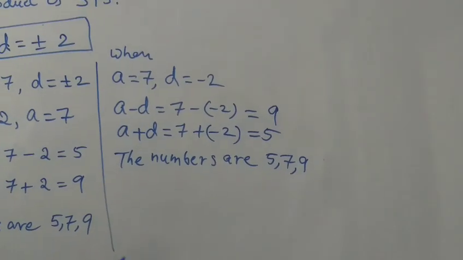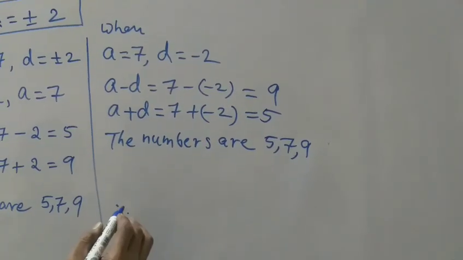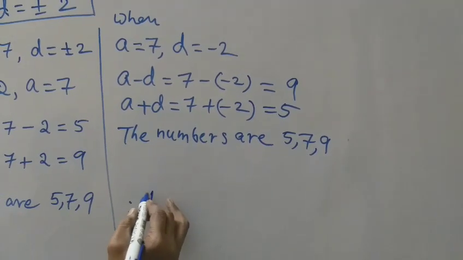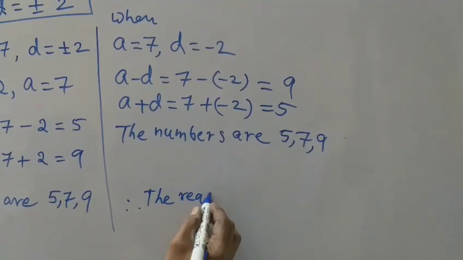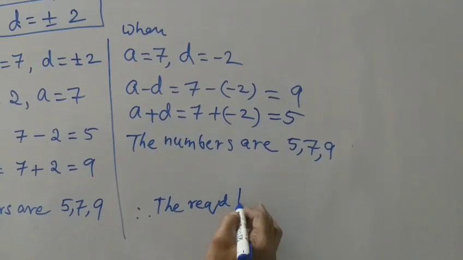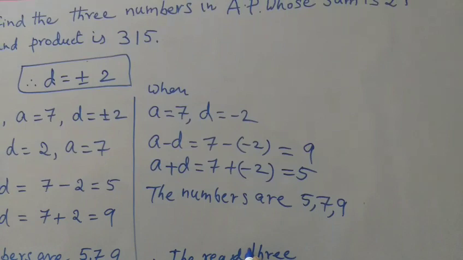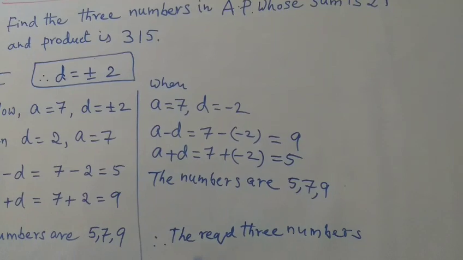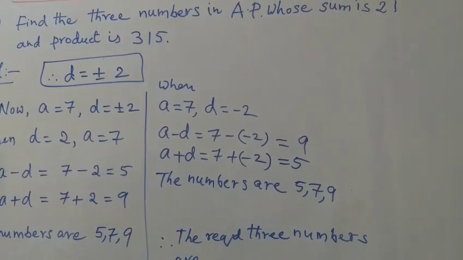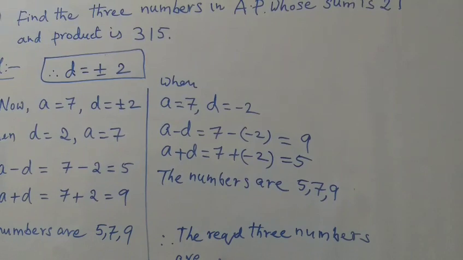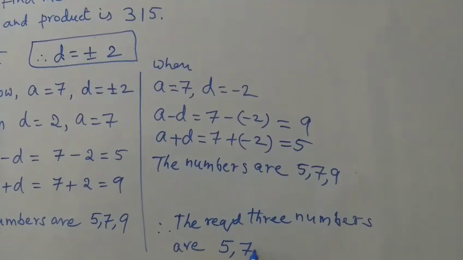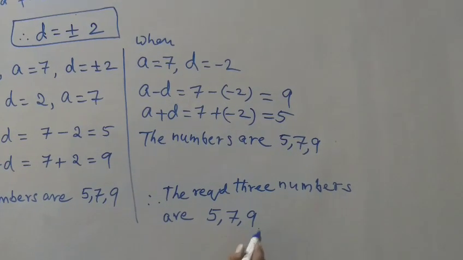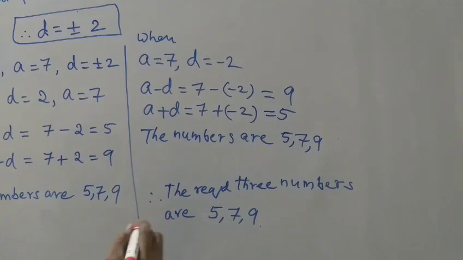So therefore the required three numbers are 5, 7 and 9. This is the required three numbers.